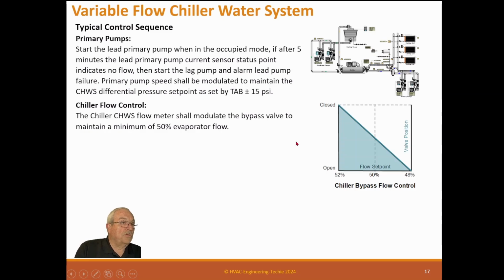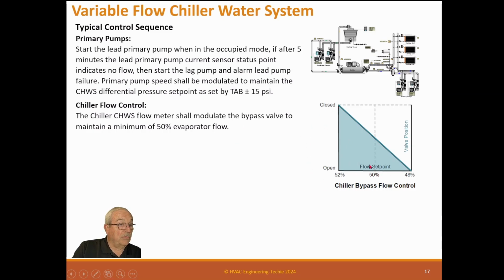Chiller flow control. A chiller chill water flow meter shall modulate the bypass valve to maintain a minimum of 50% evaporator flow. And so here's 50%. If the flow goes to 49%, 48%, that valve is going to be open. If it goes to 52%, it's going to be closed. So basically, it's going to modulate right there to maintain 50%.